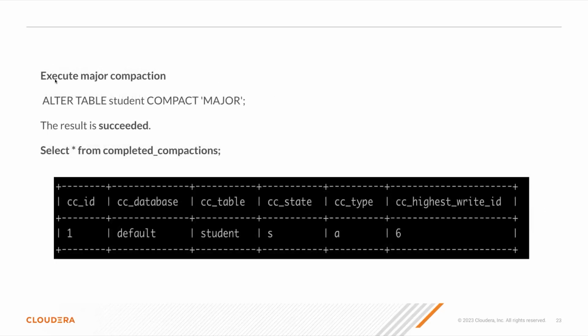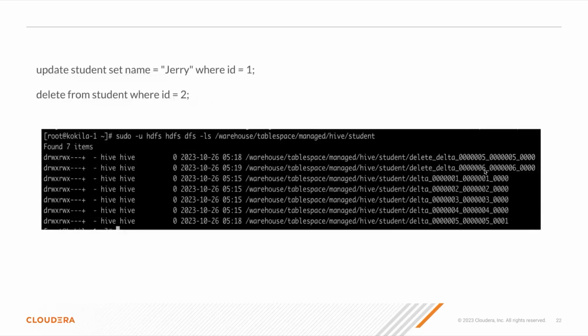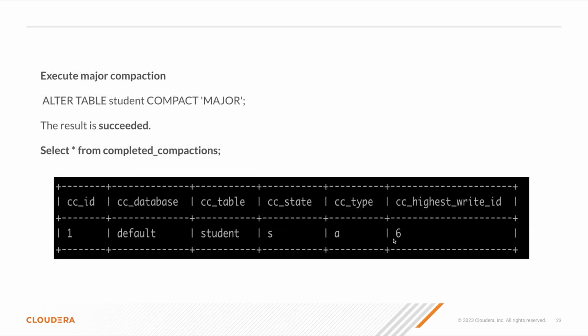Now, if we execute major compaction on this manually, with alter table compact major, once it's completed, or while it's working, we can check from the compaction queue table or with show compactions. If it is in working state, it will show working state. Now since it's completed, we have it in the completed compactions table, where the state is succeeded, type is A, which is major, and the highest write ID is 6 because the delete transaction was 6. That's the highest write ID, so it is stored here.